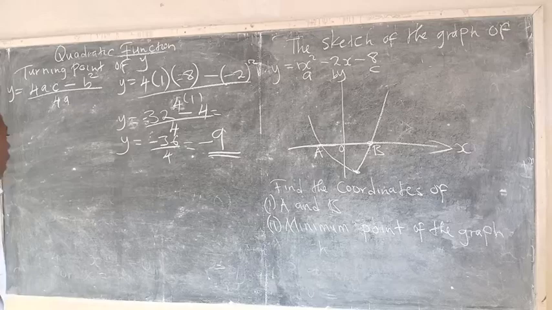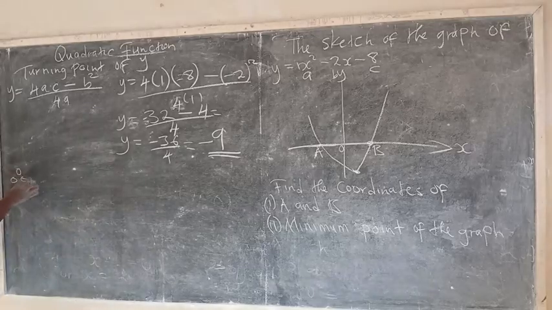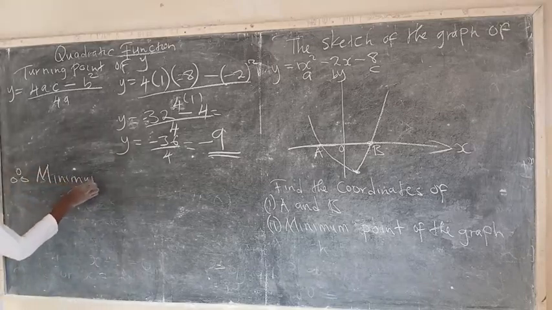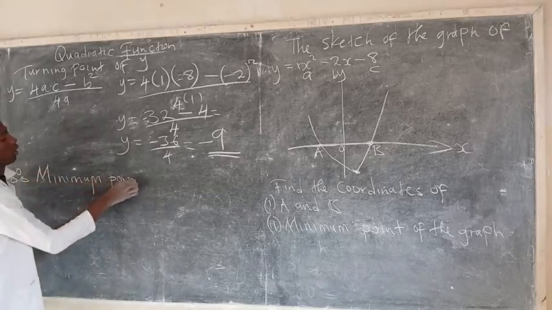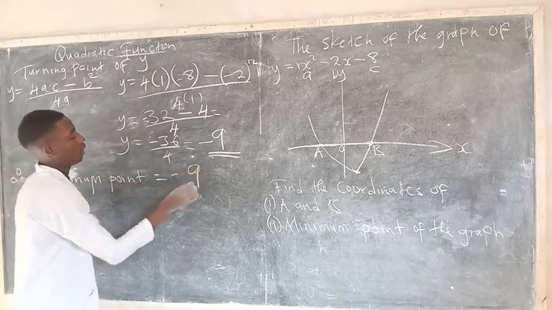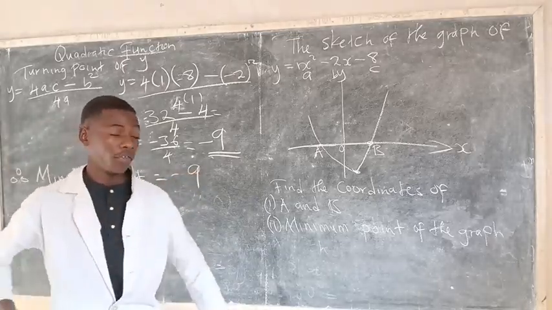So that is our answer. Or you can even say therefore the minimum point should be equal to negative 9.